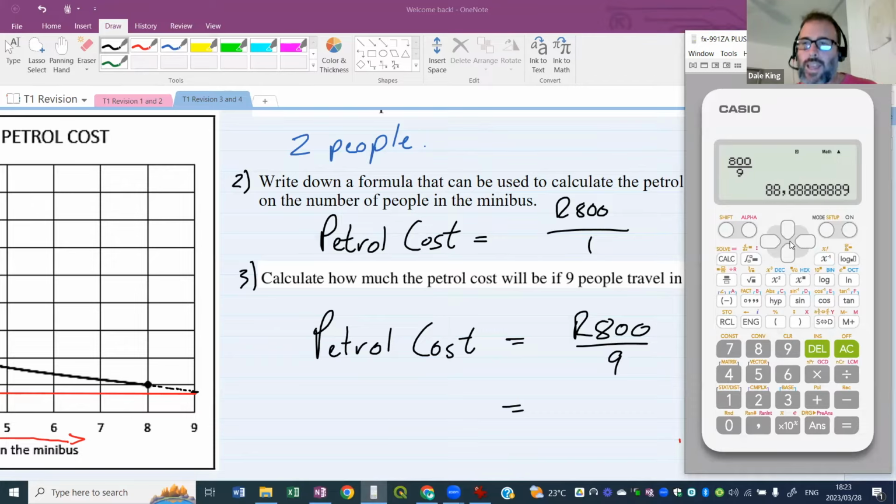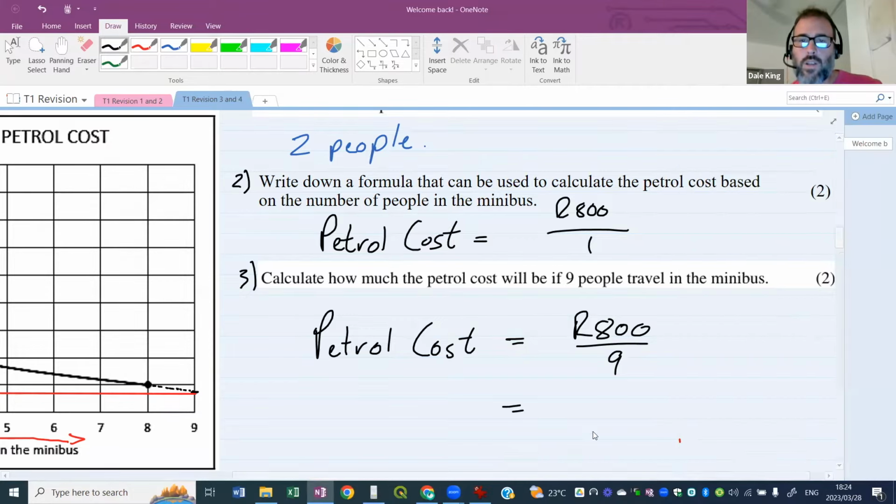and we get an answer of 88,8888889. All right, we're going to always round off to 2 decimal places. So we're looking at the second 8. Is it changed by the third 8 behind it? Yes, it is. So there's going to be 88,89. All right, so I'll write out the full one first.